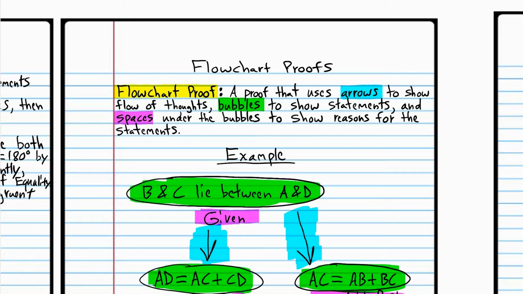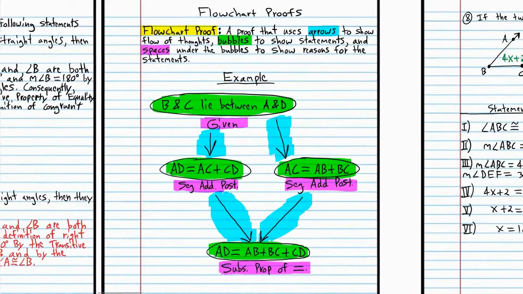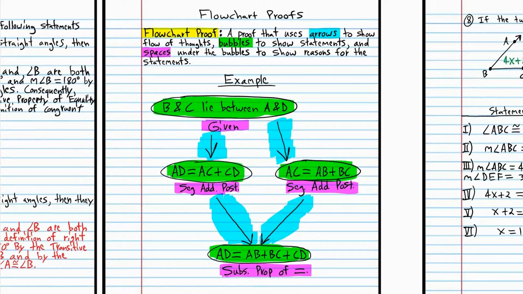So a flowchart proof is a proof that uses arrows in blue. Here's an example. It uses arrows to show flow of thoughts, bubbles in green to show statements, and spaces in purple under the bubbles to show reasons for the statements. Now, you're not going to use colors. You don't really have to use colors. I just color matched these things so you can see exactly what the definition is talking about.